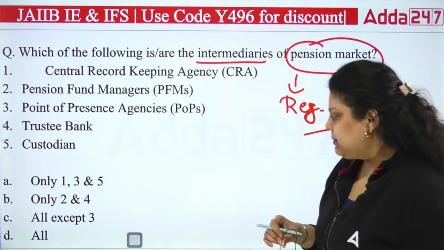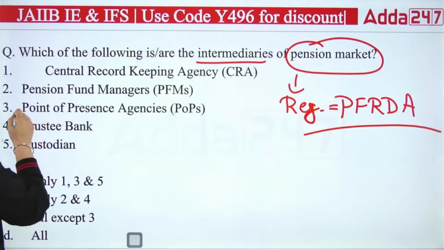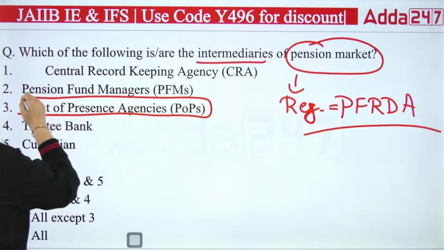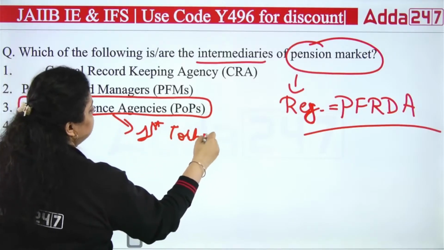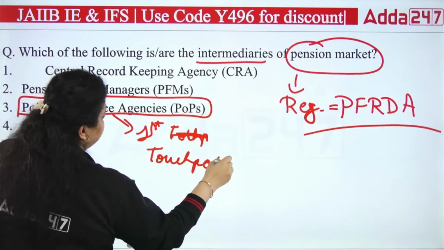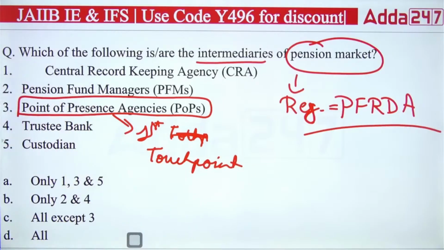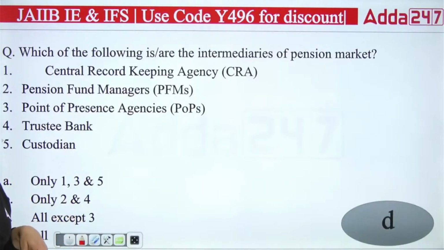And the right answer, maximum are going with the C, all except third. No, actually this is the first touch point for the customer. This is the first touch point of a customer. Touch point means where the customer can first time interact with someone to get the product. Okay, so right answer actually here is all of the above. They all are your pension market intermediaries. They all can become the pension market intermediaries here. So right answer is D. All are correct. All are the intermediaries.